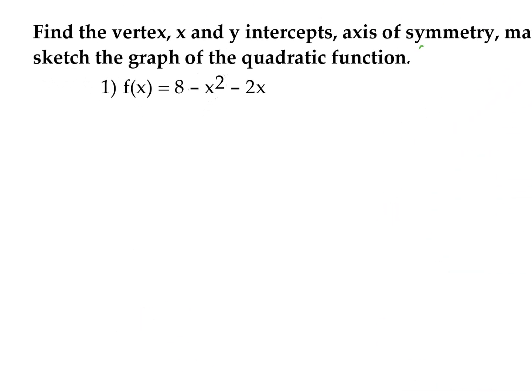First thing I'm going to do is let's just rearrange this and put it into what we call standard form. So I'm just going to start with the highest degree. We have negative x squared minus 2x plus 8. Just have that x squared be first.